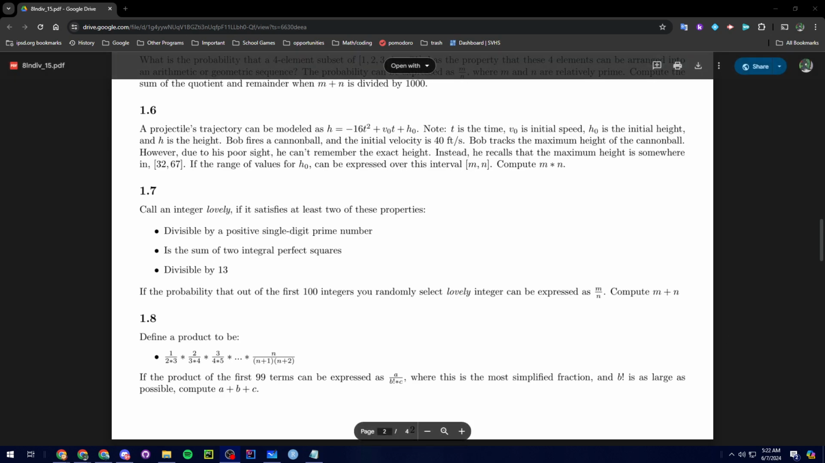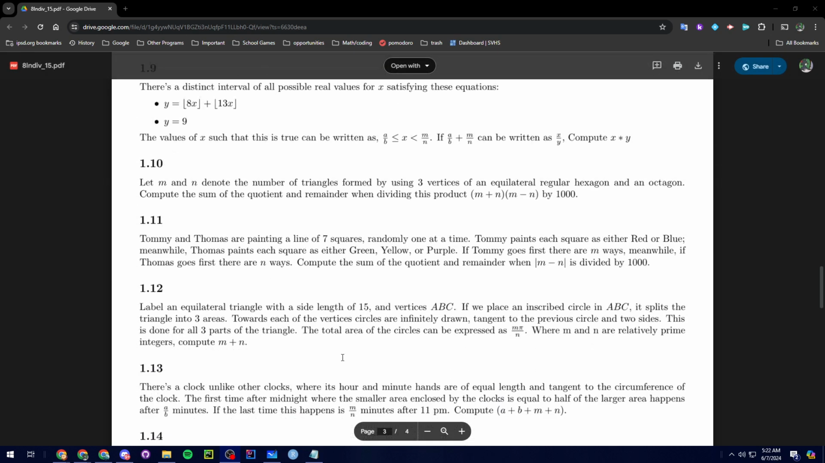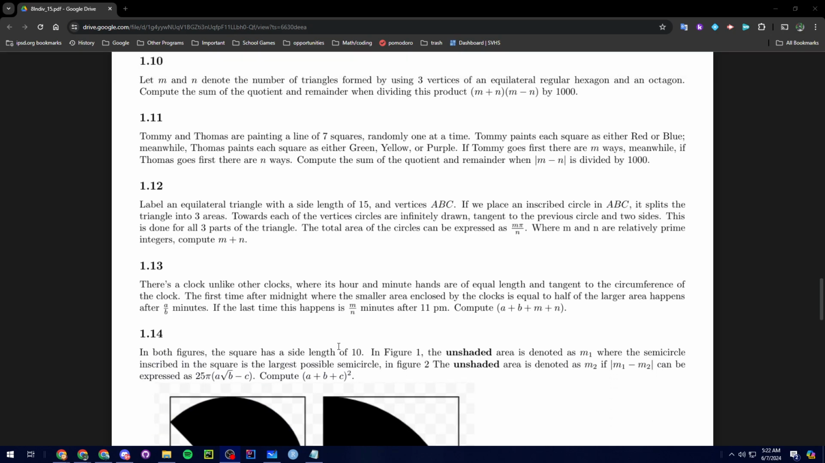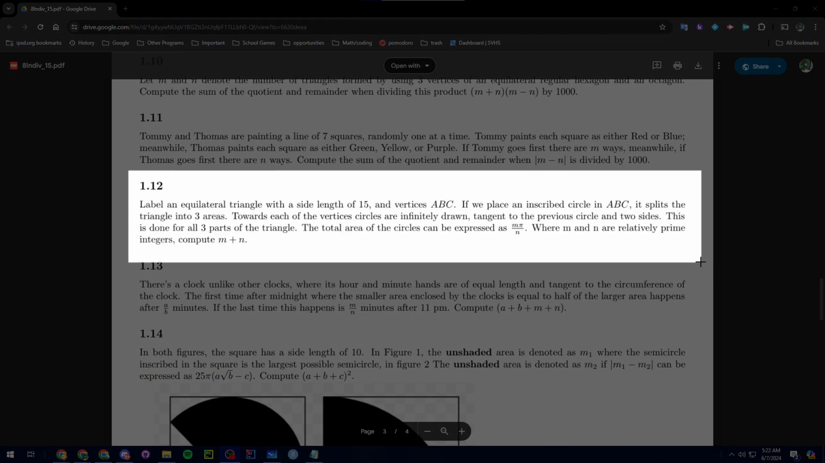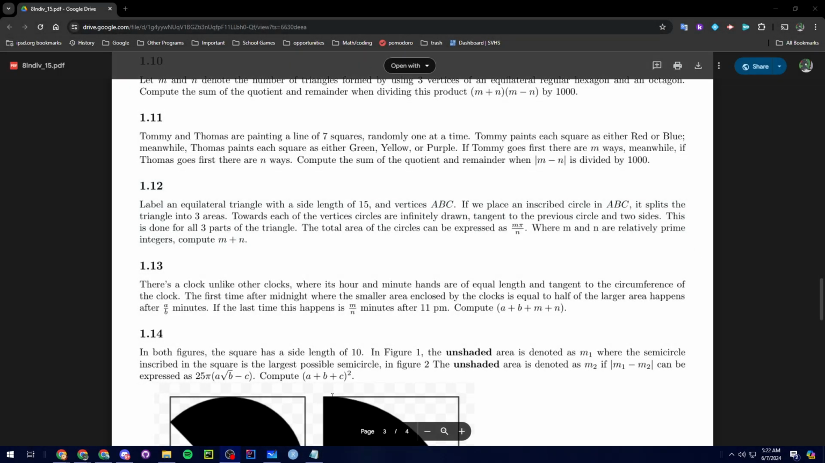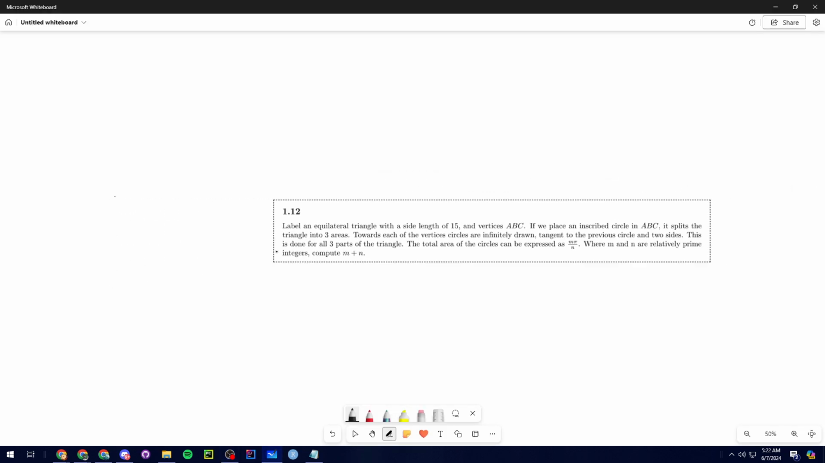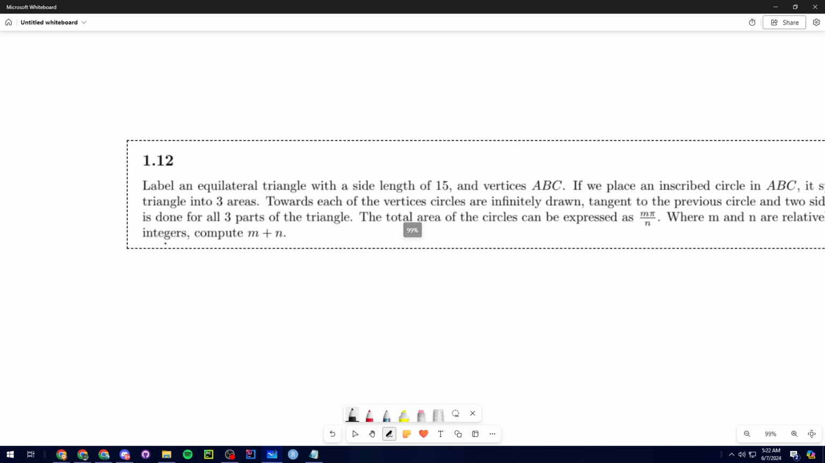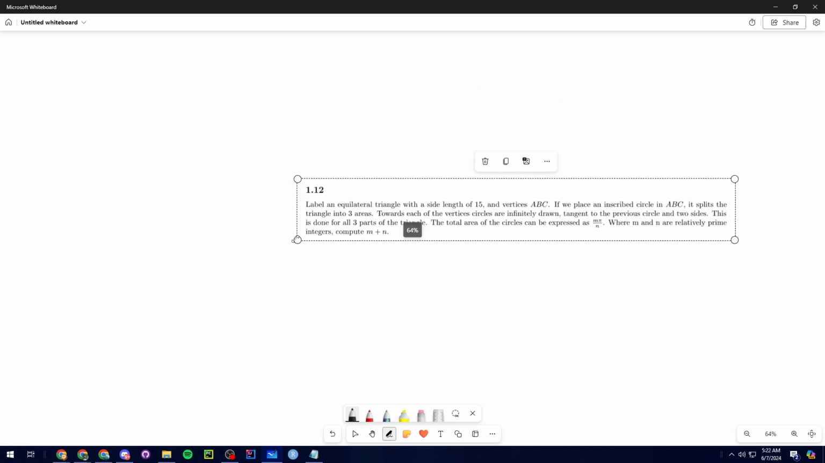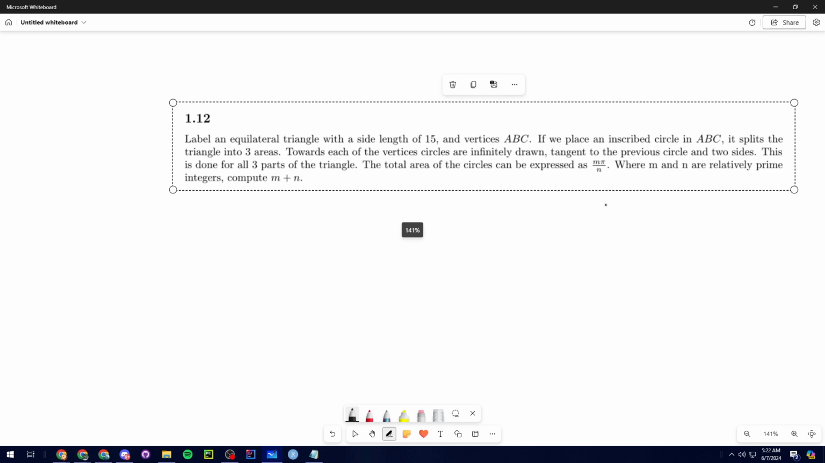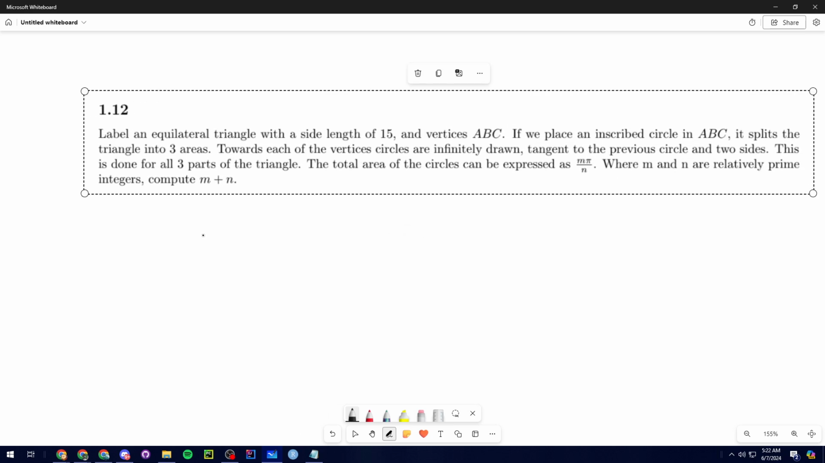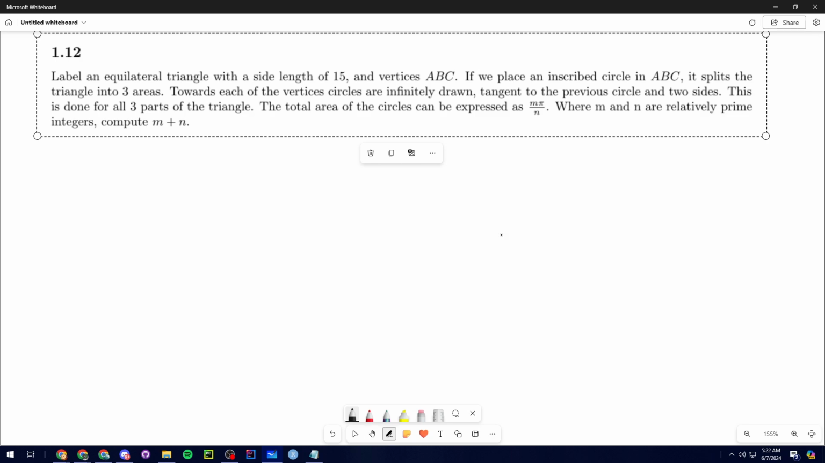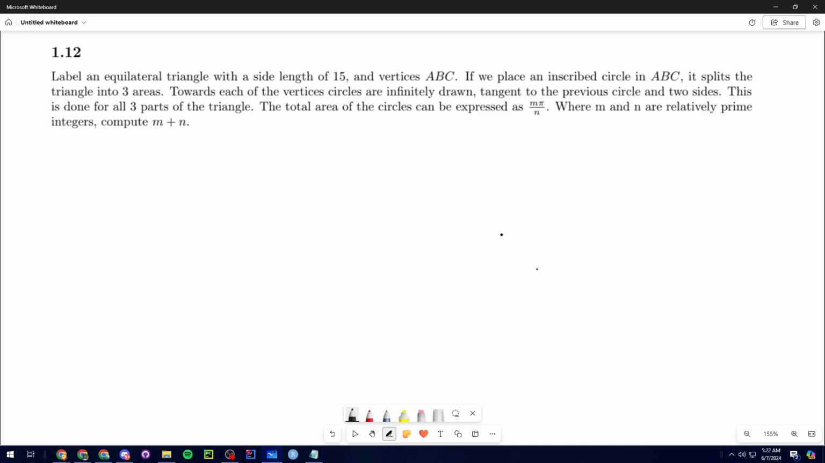Alright, what is the next problem you wanted? I think it was 12. Alright, 12 was a doozy. It's a lot of geometry. Actually, these last three problems were all geometry. You have to be a really good geometry person to figure this out, which is okay if you weren't, because you're also taking geometry right now. But enough of that aside.